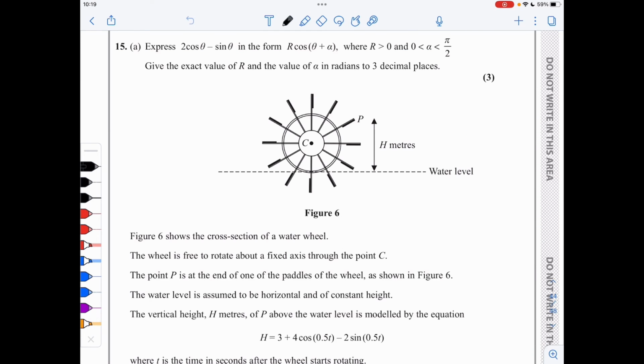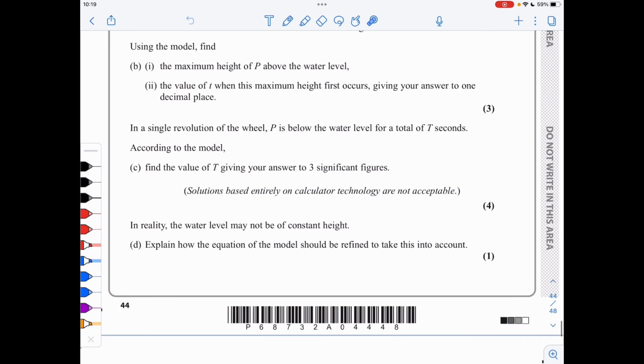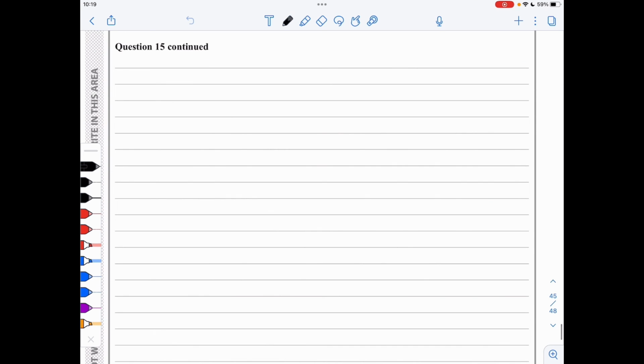In question 15, we need to express 2 cos theta minus sine theta in the form r cos of theta plus alpha, where r is positive and alpha is an acute angle in radians. So this is a standard opening part of such a question. We've got 2 cos theta minus sine theta to be written as r cos of theta plus alpha.